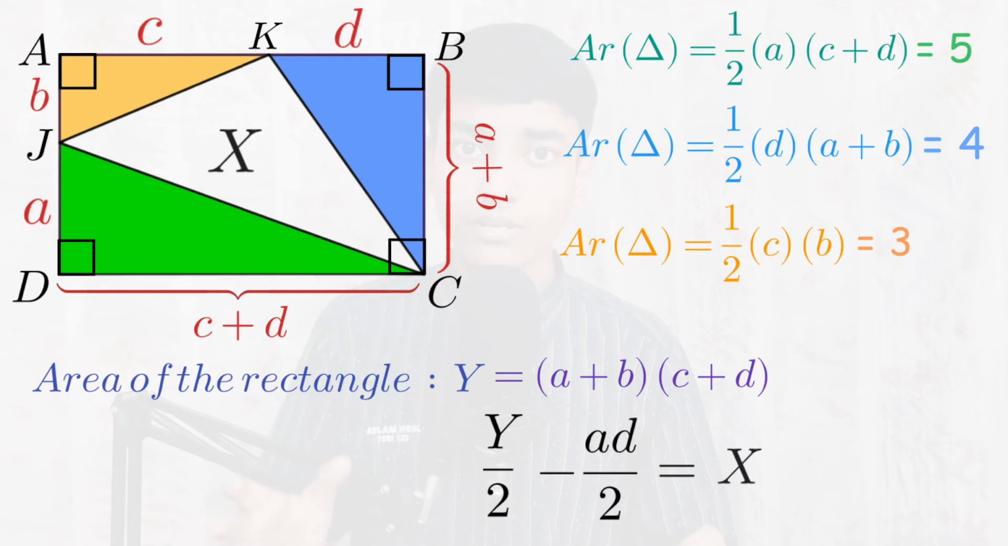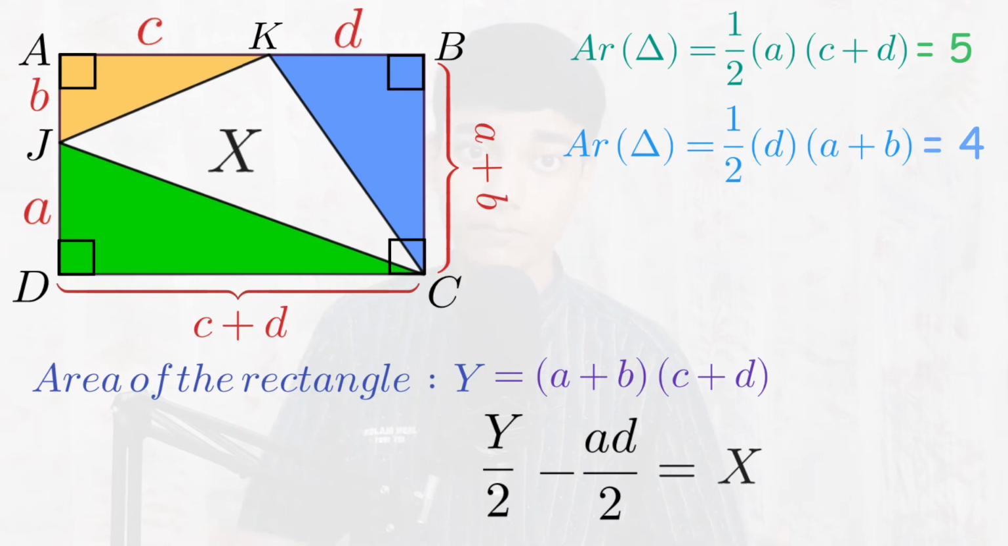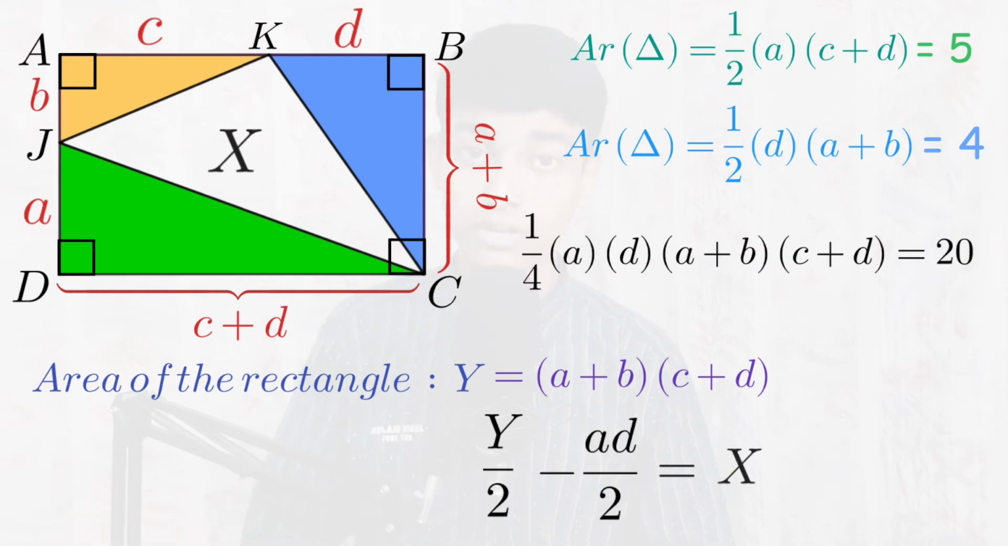Let us see. So area of the green triangle is half A into C plus D, and it was given that it is having an area of 5. So half A into C plus D equals to 5. And area of the blue triangle is half D into A plus B, so it's equals to 4. Now if we simply multiply these two equations, on the left hand side we will have 1/4 of A into D into A plus B into C plus D, and that's equals to 5 into 4, that's 20.